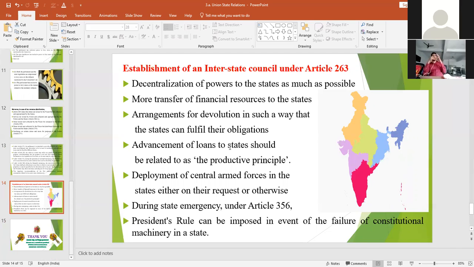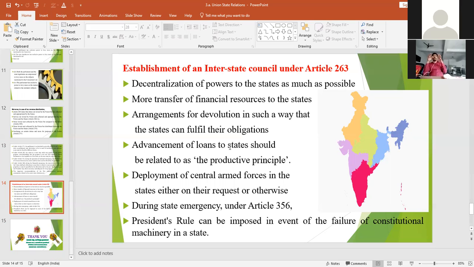Finally, the central government established the Interstate Council under Article 263. Here the Interstate Council helps to strengthen the center-state relations, particularly the administrative relations. The decentralization of powers to the states is given by the constitution, and some of the powers, particularly the financial resources based powers, have been given to the states. These kinds of provisions were kept in the interstate council.